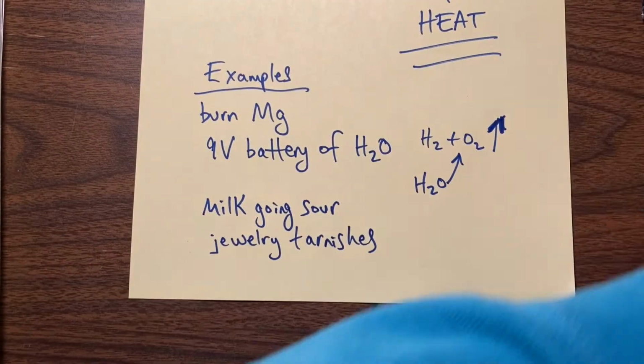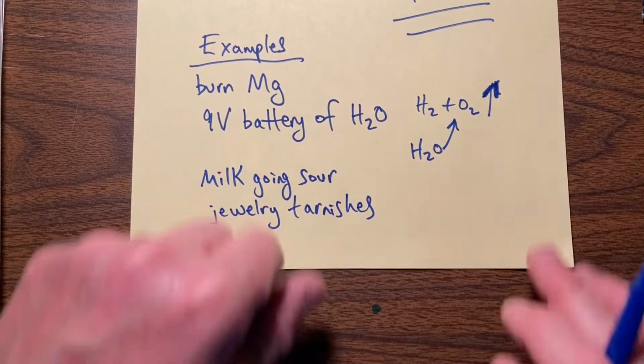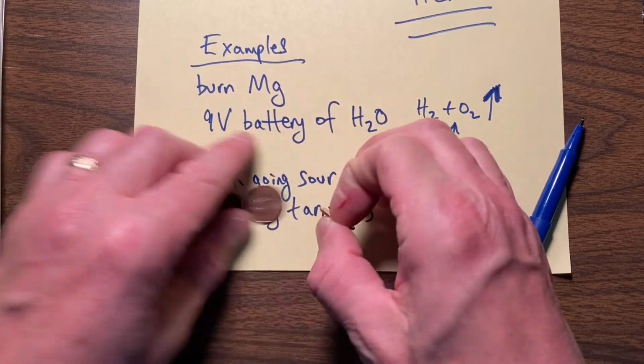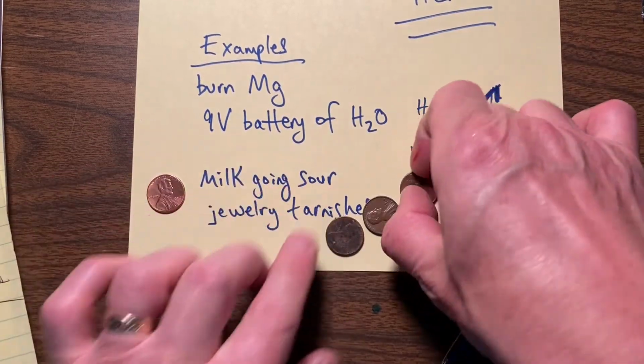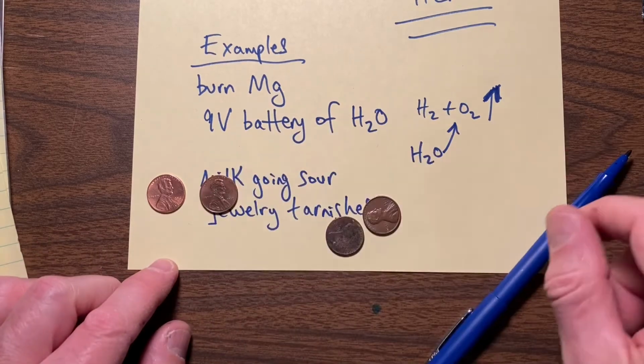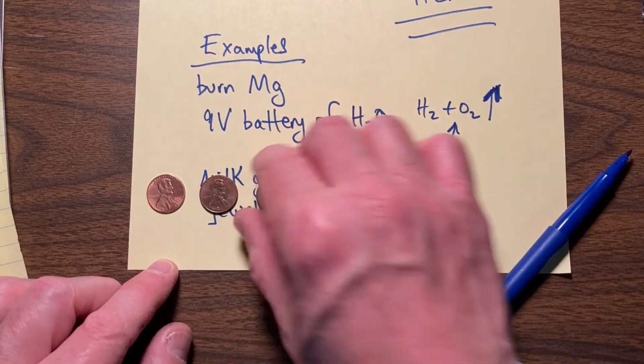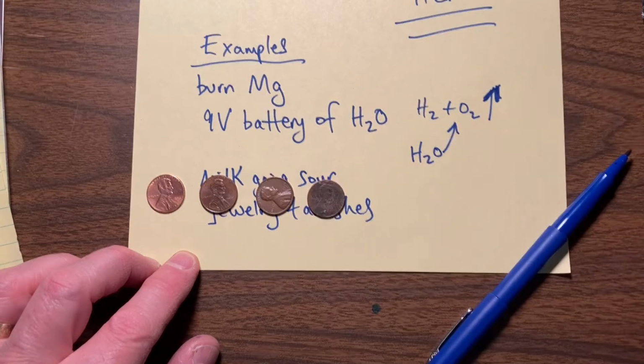I have a bunch of pennies here. This is an observation of these having undergone chemical changes. Here's a new penny. I scrubbed it with some steel wool. You give it a couple years, it darkens a little bit. Give it a few more years, it darkens even more. Give it a long time, it turns almost black.